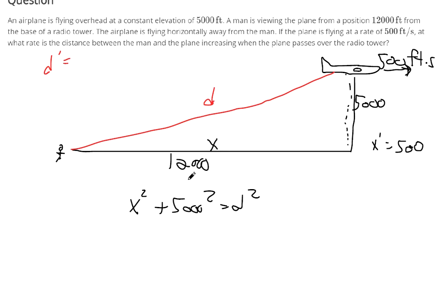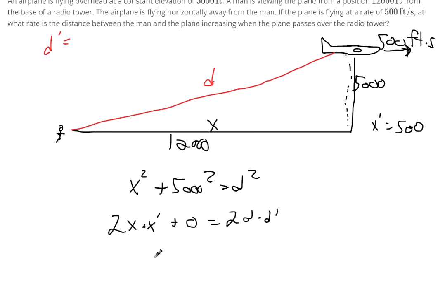Sorry about the dog in the background. And we're looking for D prime, so we want to look at the derivative of this equation with respect to time. So differentiate each term with respect to time. You need implicit differentiation. So this is 2D times D prime. And now we have particular information that we can plug in to help us solve for D prime, right? We know that the distance between the man and where the plane is, is 12,000, so that goes in for X. X prime is 500.